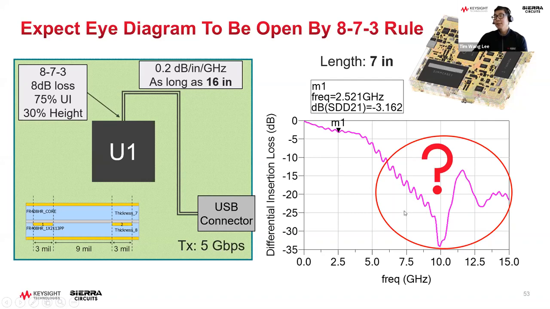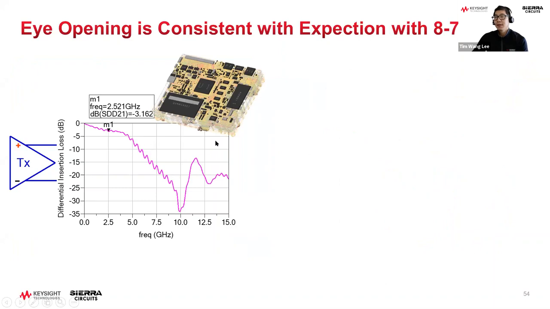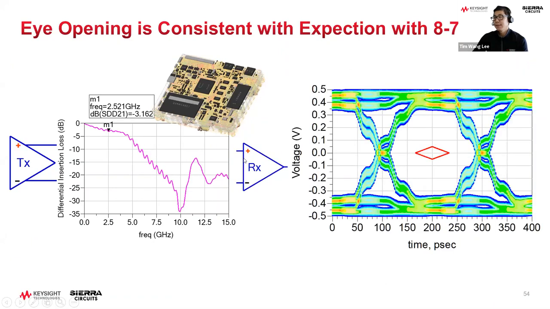But how is this going to impact my eye? Well, my guess is it's going to be far enough away from the Nyquist. It's not going to have a big impact. So here it is, right here, going through the channel over the eye mask. The eye is still open because at the Nyquist, we're still only losing minus 3 dB. And the resonance is far enough out that it's not going to create any vertical collapse or horizontal collapse.